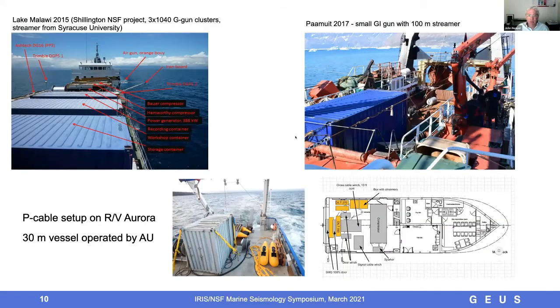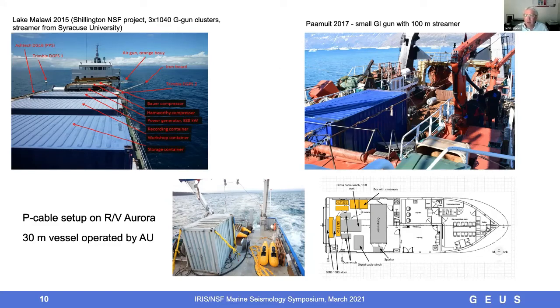So, just some experiments that have been done with our equipment. In 2015, Donna Shillington had an NSF project where she used some of our equipment, not all of it, but some of it. This was on Lake Malawi on a barge. I don't know if you can see this, but the Bauer compressor is this orange container over here. The Hamworthy compressor is this white rusty thing, which has since been painted blue. Then the recording container has been installed here. And then there's a storage container and a workshop container.